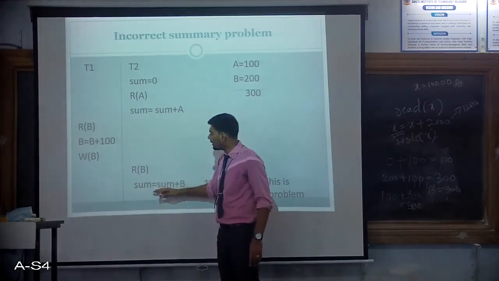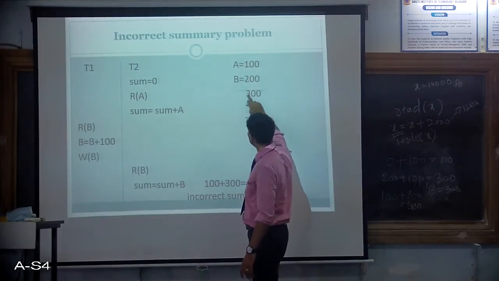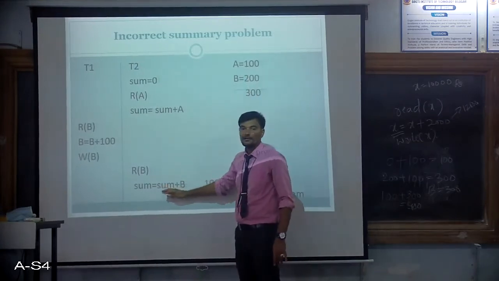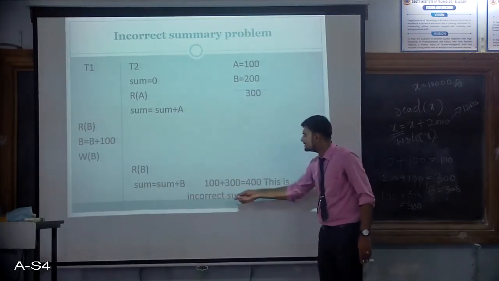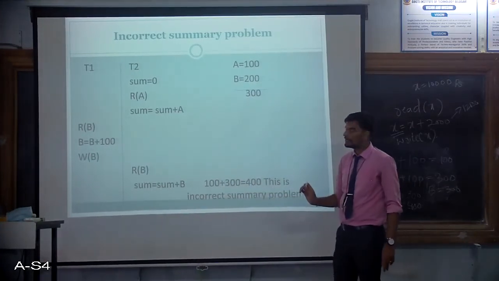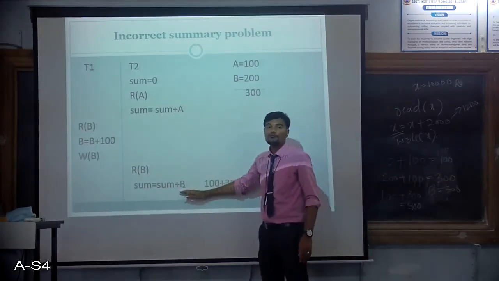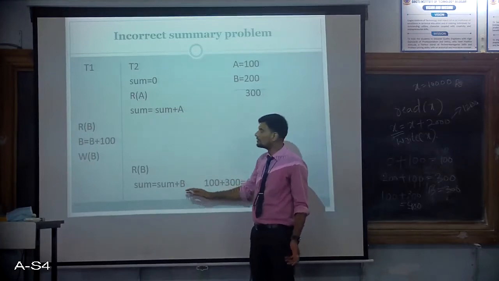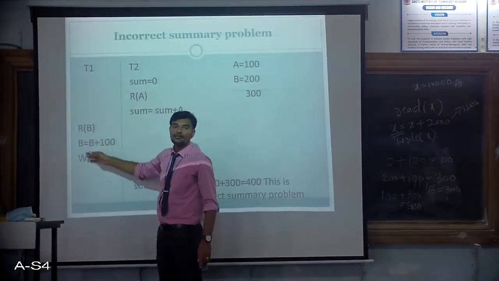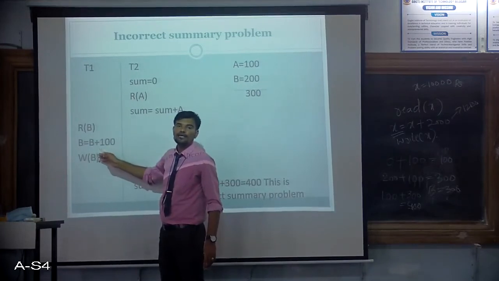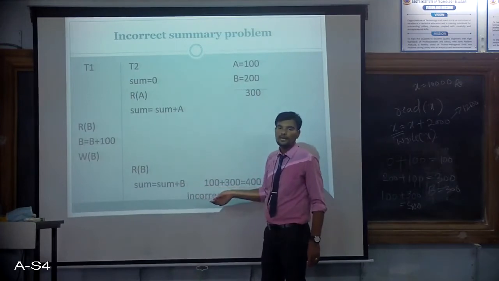So this is called the incorrect summary problem. The summation should be 300, but we are getting 400 here. That is nothing but 100 plus 300 equal to 400. The result should be 300, but here we are getting 400. Why? Because in transaction T1 it has updated the account B value. That's why we are getting the incorrect summary problem, or incorrect value.